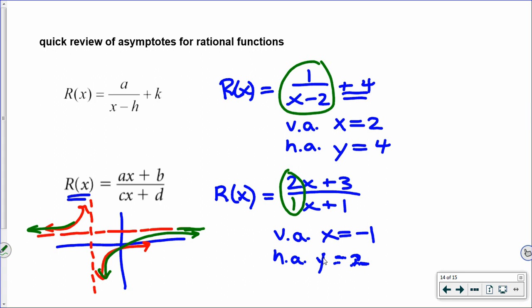So if you're not allowed to use a calculator and you're asked to figure out limits of these functions as x goes to infinity or negative infinity, it's really helpful if you can identify what the horizontal asymptote is. Of course, if you do have a calculator, you could just graph it.